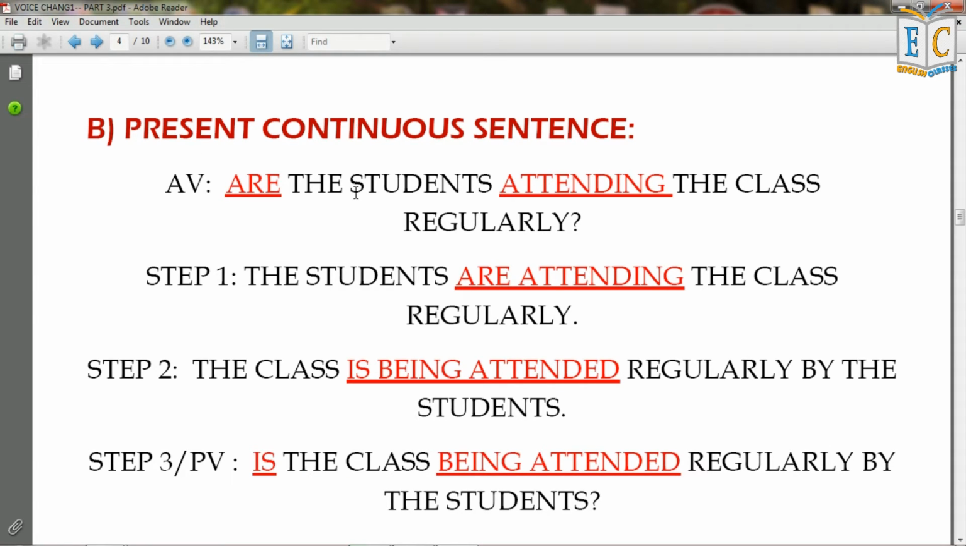Present continuous tense. In active voice, are the students attending the class regularly? In step 1, it becomes the students are attending the class regularly. In step 2, it becomes the class is being attended regularly by the students. In step 3 of the passive voice sentence, it becomes is the class being attended regularly by the students.